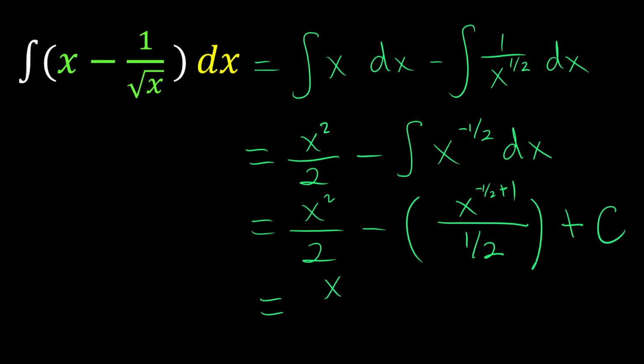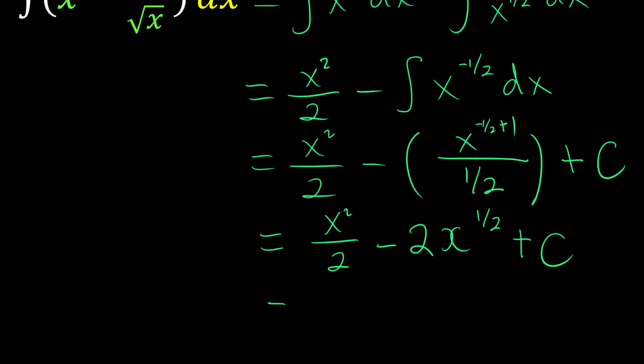So we have x squared over 2 minus, so this is 1 divided by half. 1 divided by half is 2. Then negative 1 over 2 plus 1 is 1 over 2. So x power of 1 over 2 plus c. After that, we just simplify. We have 1 over 2 x squared minus x power of 1 over 2, which is just square root of x plus c, and we are done.